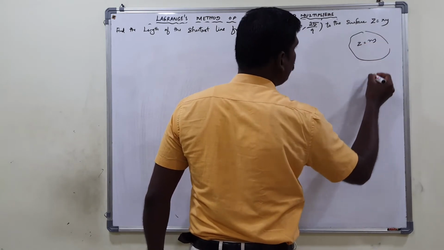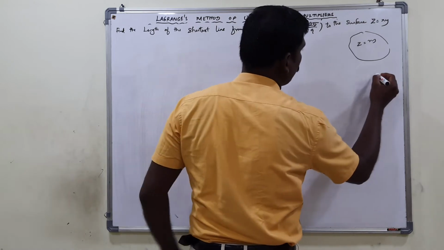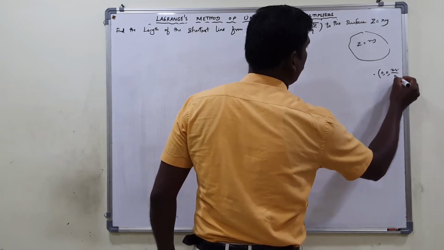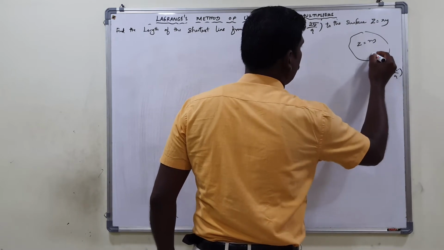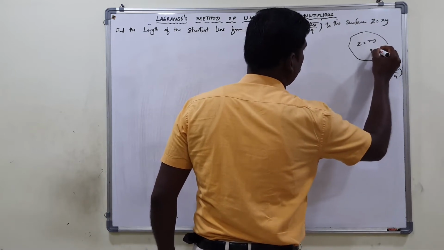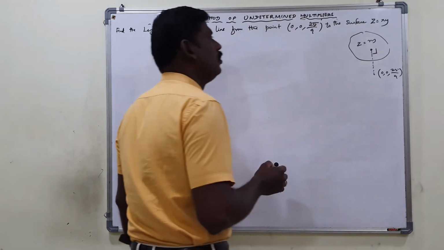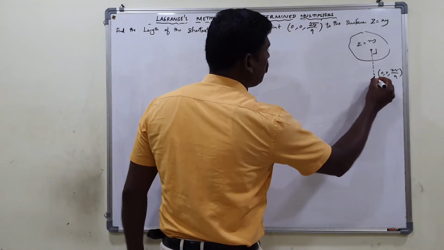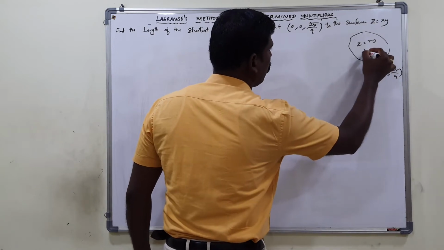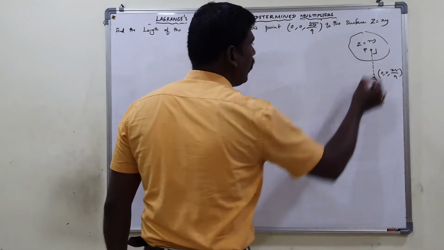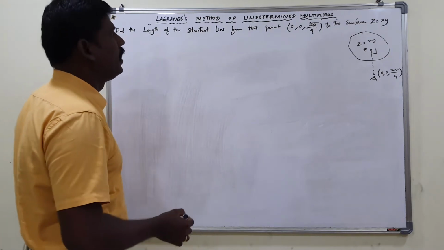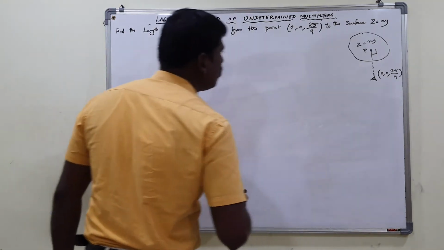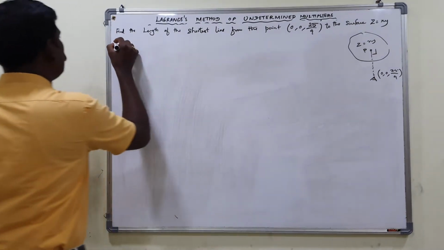I am going to find out the shortest line from the point. Okay, I'm taking this point as 0, 0, 25 by 9. So I'm going to find out the shortest distance, that is nothing but the same as the previous problem. Okay, let us take this point as A, this point as P. I am going to find out the shortest line from the point to the surface z equal to xy, right? So solution.